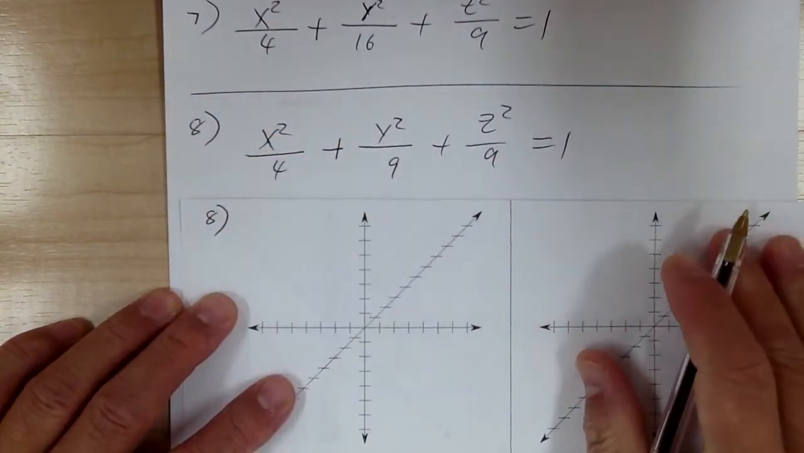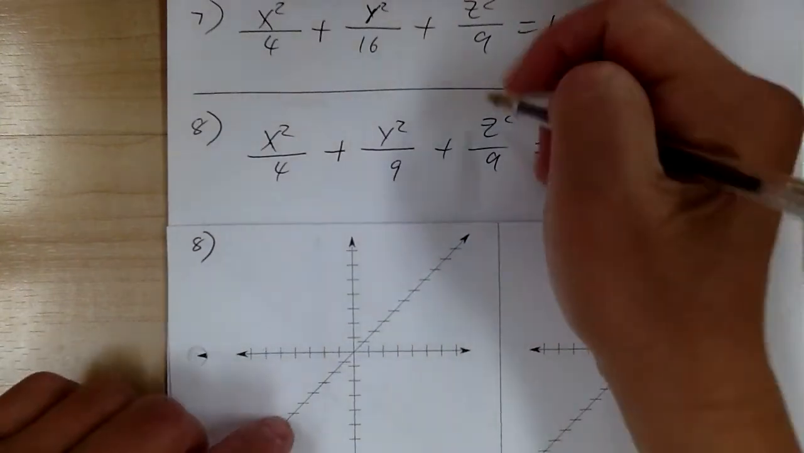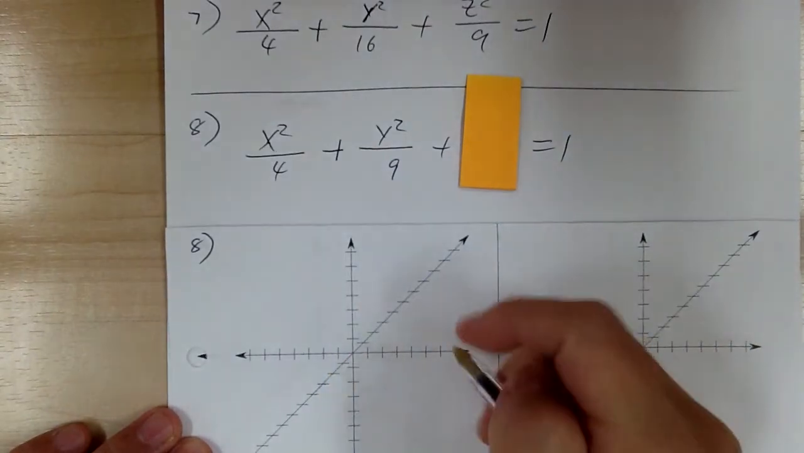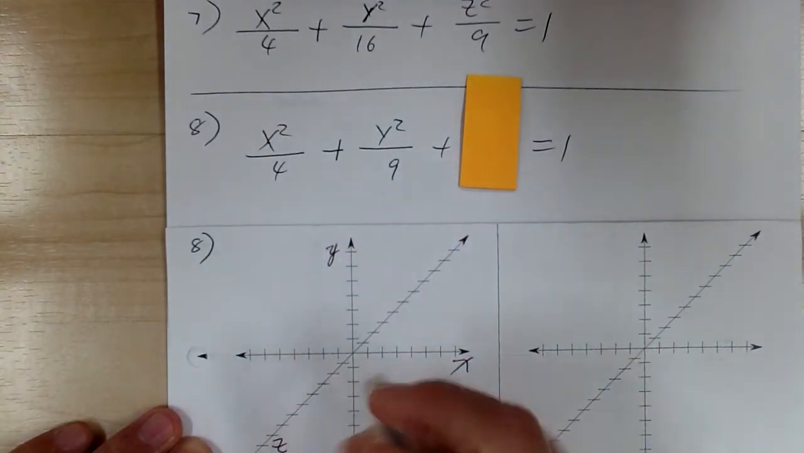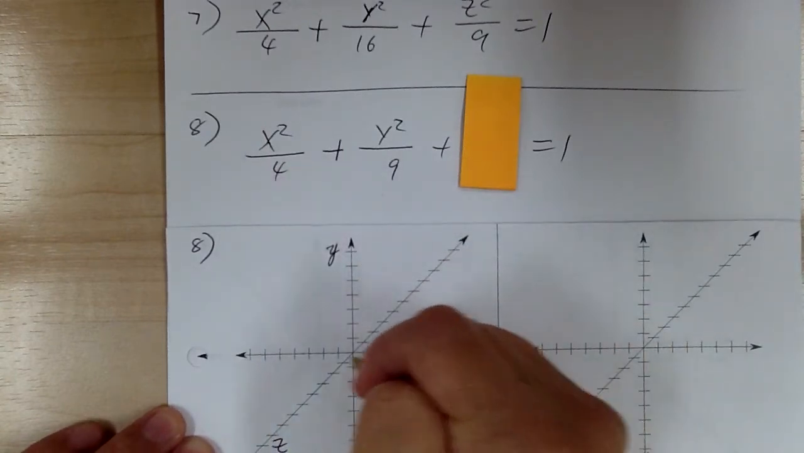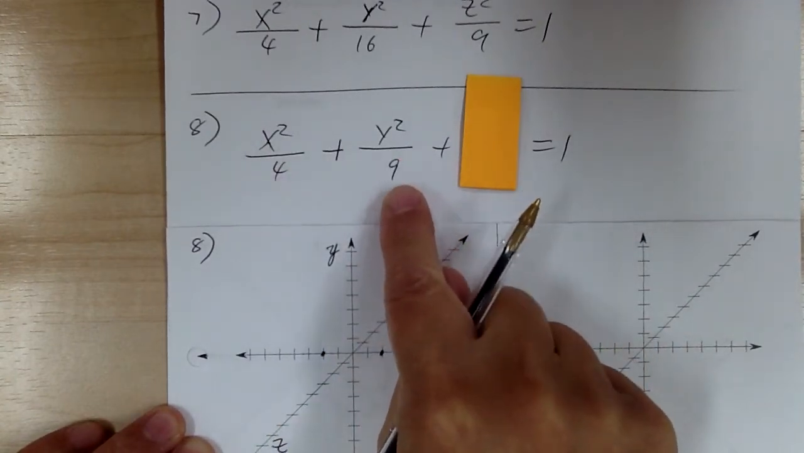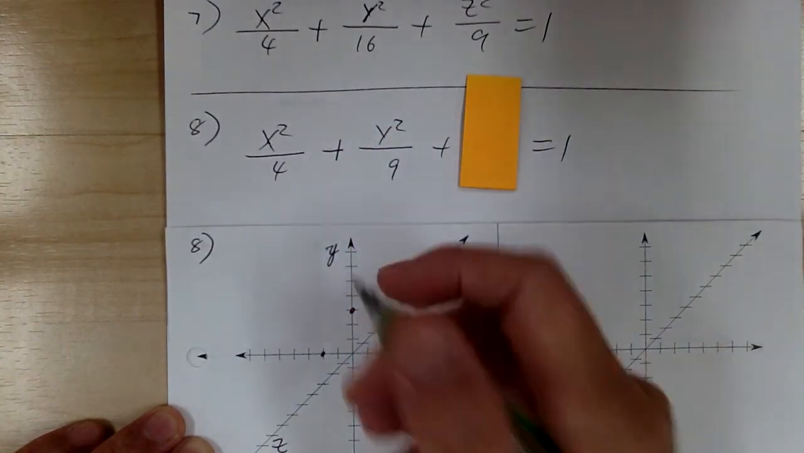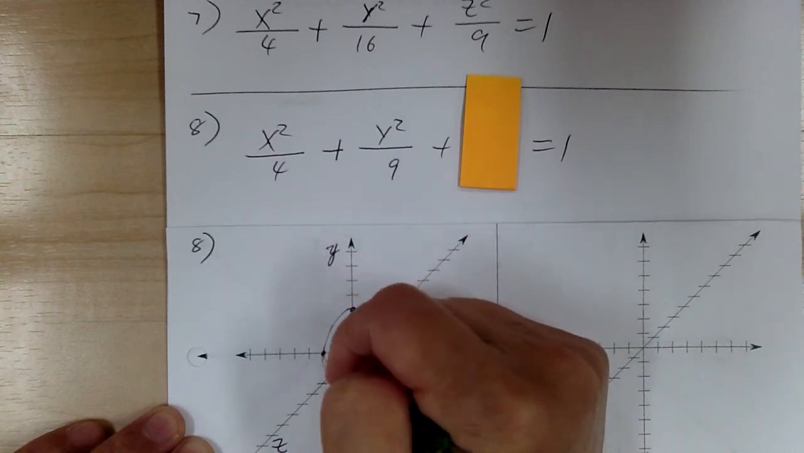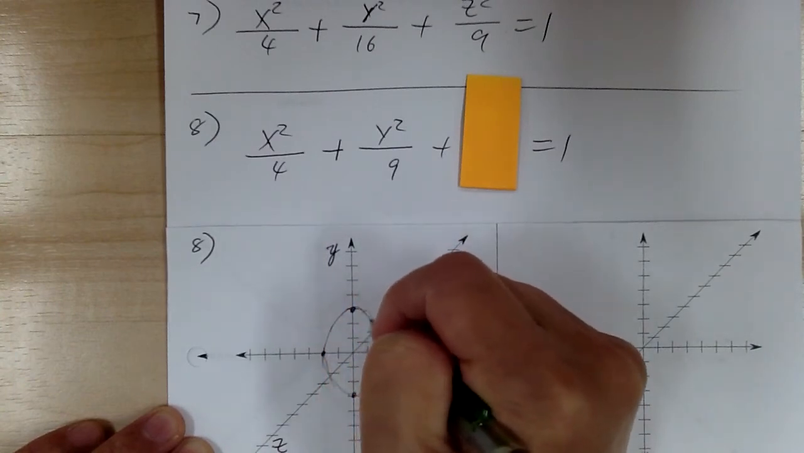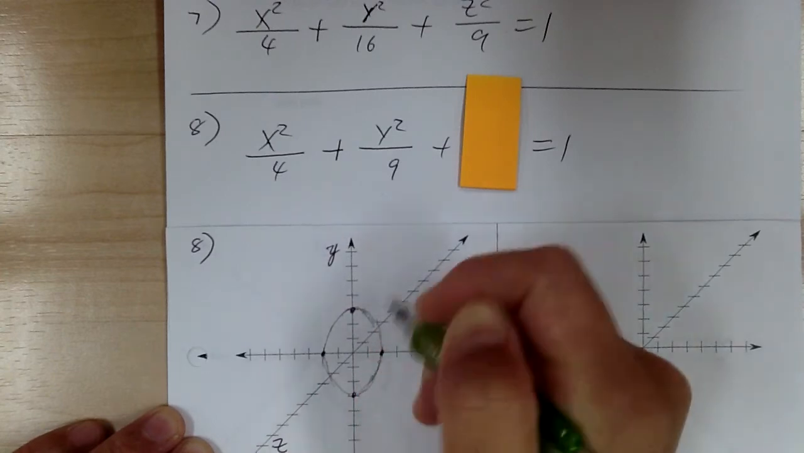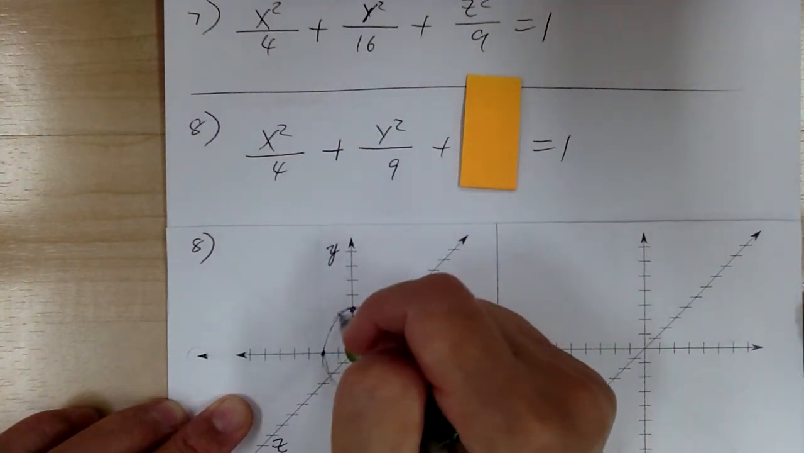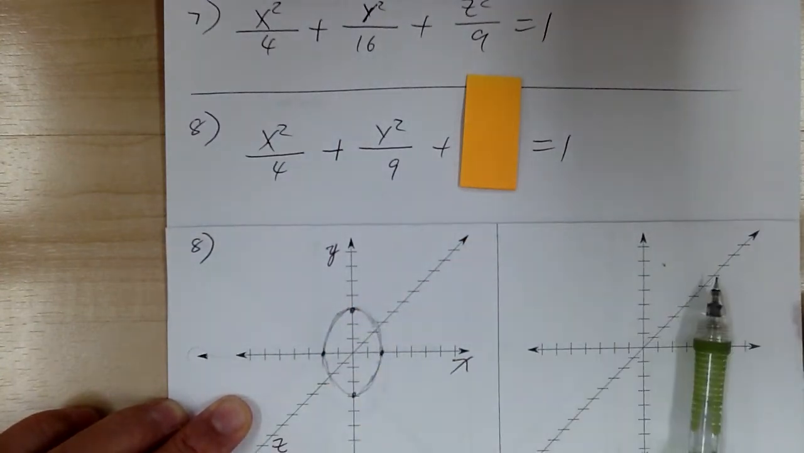So here's number 8. Again, what you need to do is get rid of one variable at a time. If you get rid of that, just focus on these. So x, y, z. You're going to get 2 in the x direction. 3, again, you take the square root, so 3 in the y direction. Use your pencil to make it nice first.